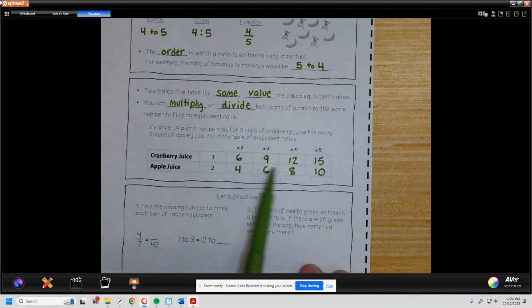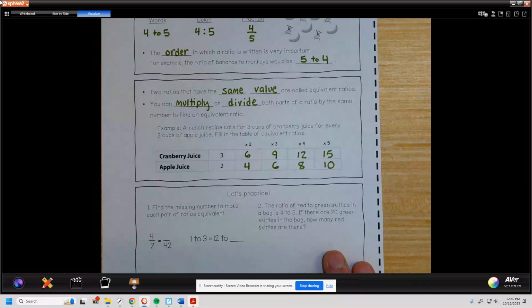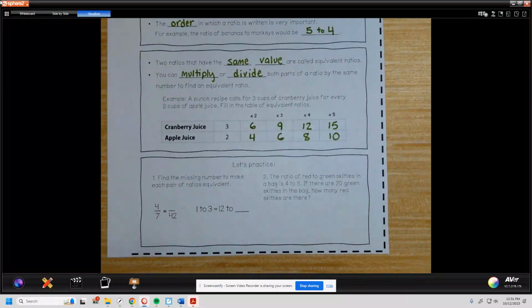The top is counting by threes and the bottom's counting by twos. So every time you add 3 cups of cranberry, you've got to add 2 cups of apple, or else it will taste different. So that's an example of equivalent ratios. Let's look at a couple more practice problems.